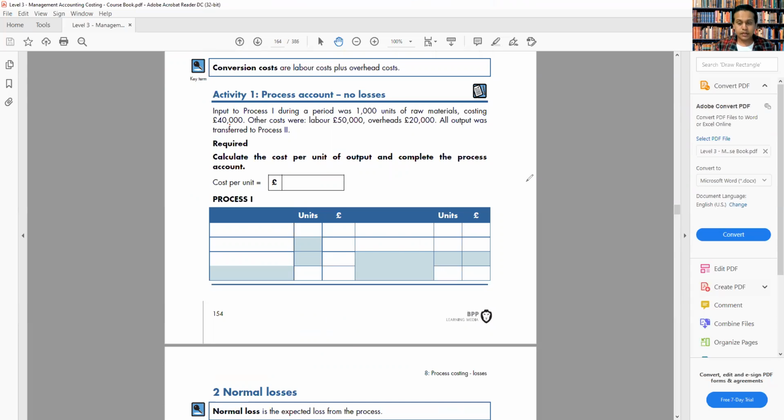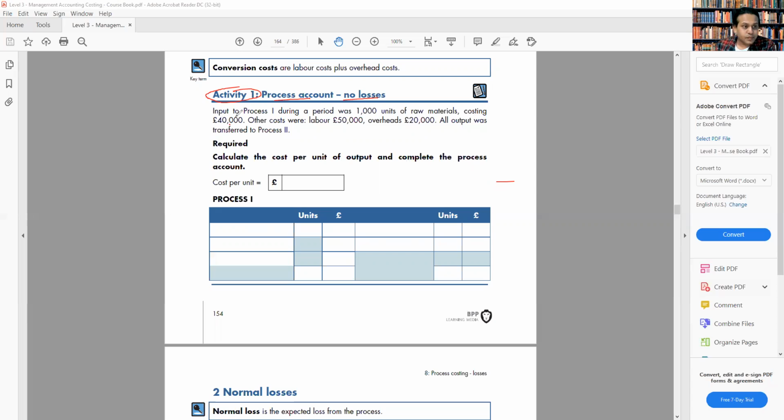So let's have a look at one of the examples, activity 1. In activity 1 the question said there is no loss. Activity 1, process account, no loss. So in this question, we are not going to see any loss. So let's have a look.